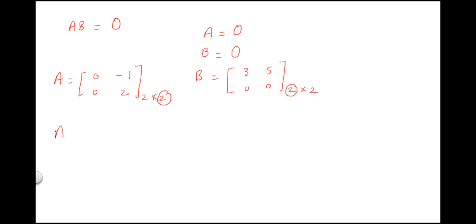Now let us find AB. Okay, let us multiply. So I'll write 0, -1, 0, 2 with it I'll write B matrix 3, 5, 0, 0. First of all, we'll do first row, first column. So 0 multiplied with 3 is 0, -1 multiplied with 0 is 0. So we get 0 as the answer.